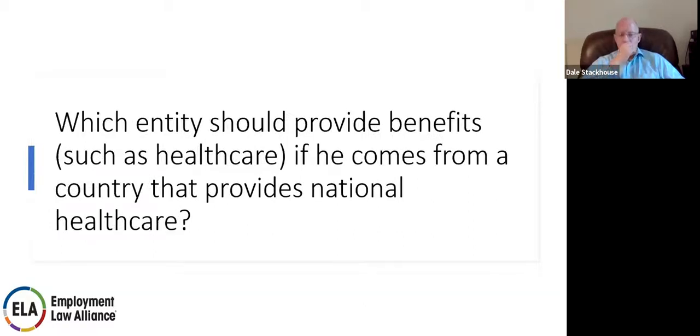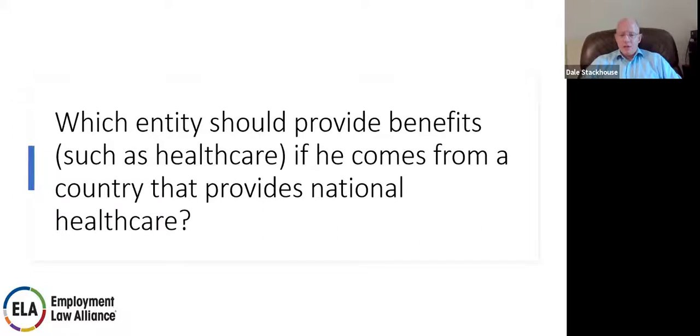Let's talk briefly about benefits. In many countries, healthcare is provided by the government, optionally or it's mandatory. In the United States, we have a lot of private healthcare.